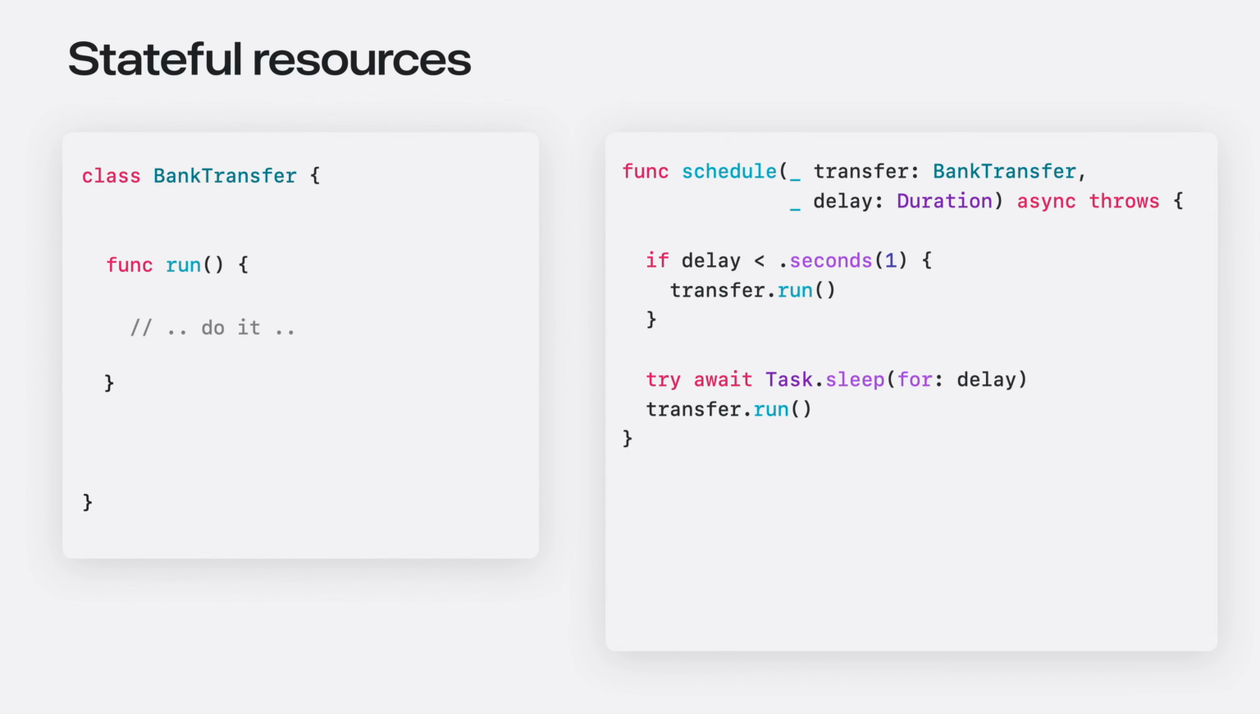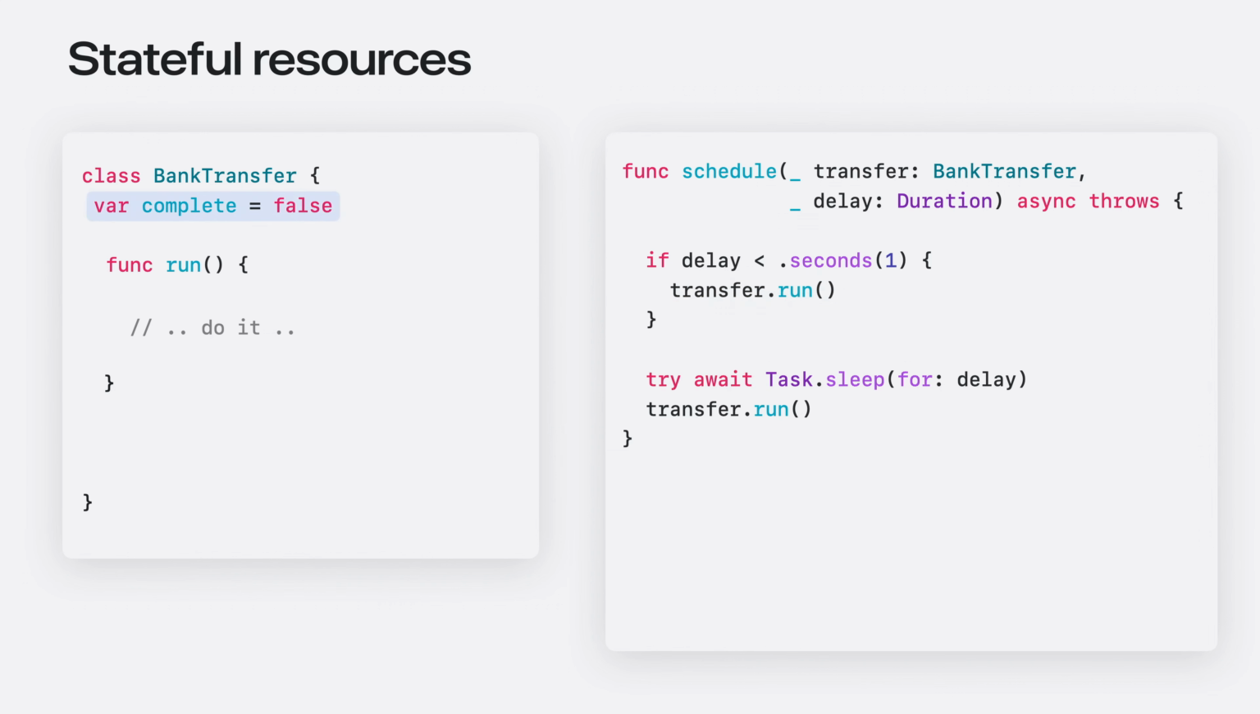Obviously, my users would not be happy if I accidentally ran a transfer twice, so let's double check it. If the delay is less than a second, I'd rather run it immediately, but I forgot to return. So I would fall through and run it again. A simple mistake like this can be costly. So how can I defend against it?